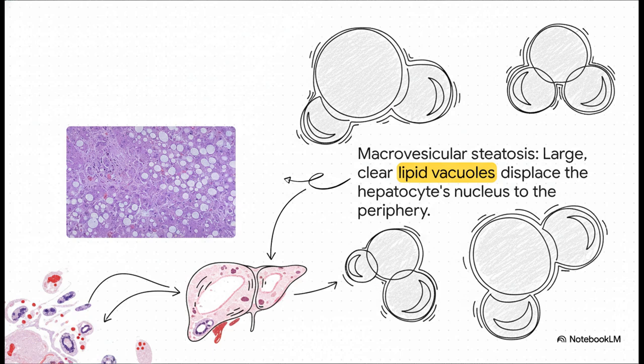This is called macrovesicular steatosis. You can see these big, clear, round bubbles inside the liver cells. Those are fat droplets, and they've gotten so big that they're literally shoving the cell's nucleus all the way over to the edge. This is the classic textbook appearance of fatty liver disease.